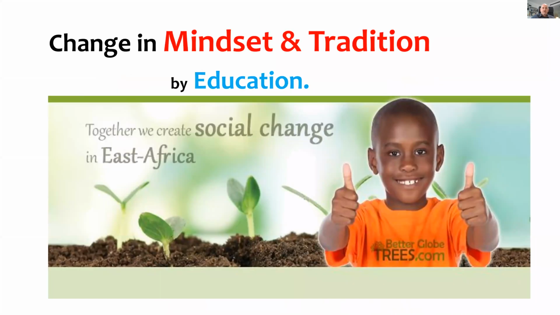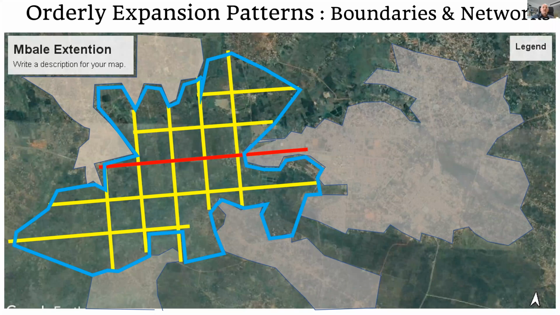For instance, if you take this into development specifically, you can see that orderly expansion patterns should be, and are everywhere, defined by two parameters. First of all, the boundaries, and then the networks within the expansion. If you take, for instance, the Mbale extension, you can see that without defining the boundary of the new development, and without making a clear pattern of networks within the system, the chaos will continue.